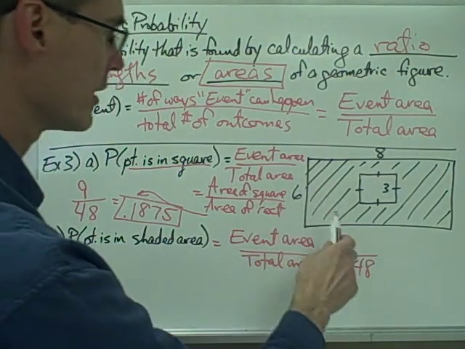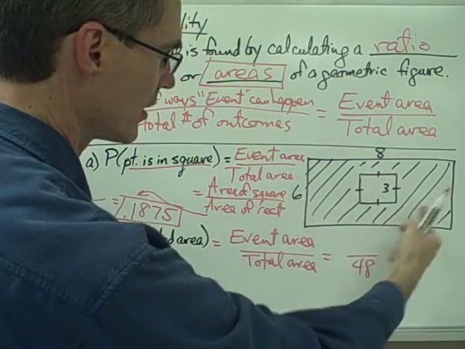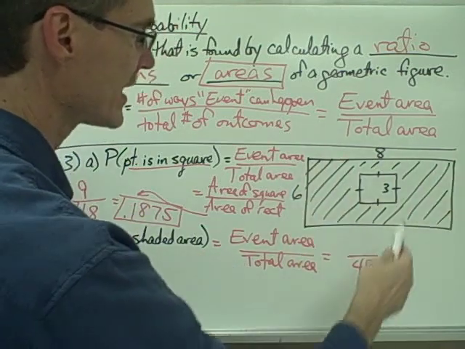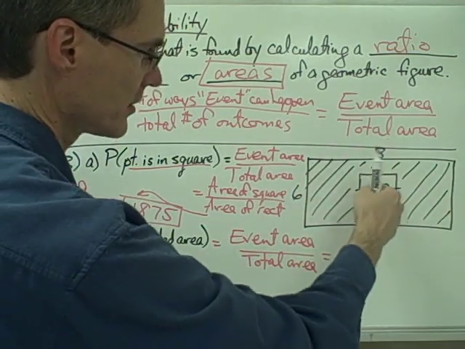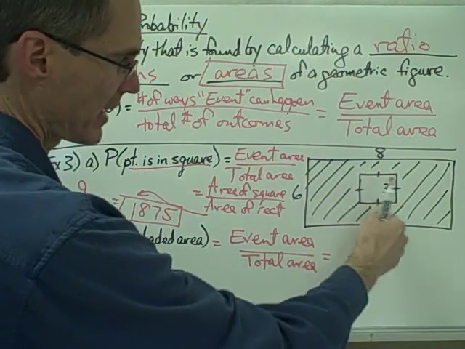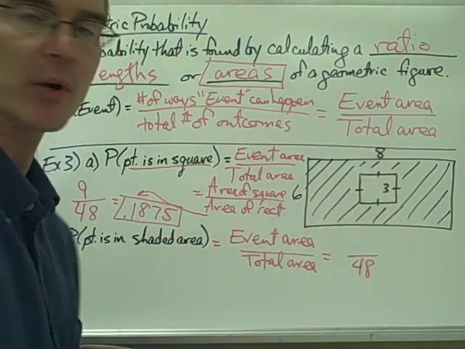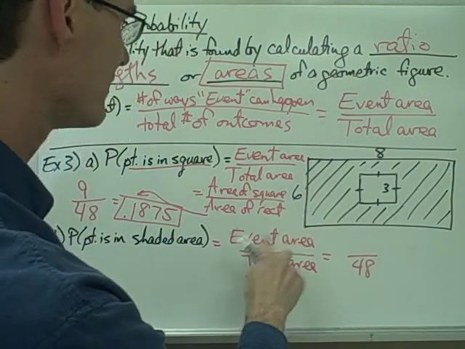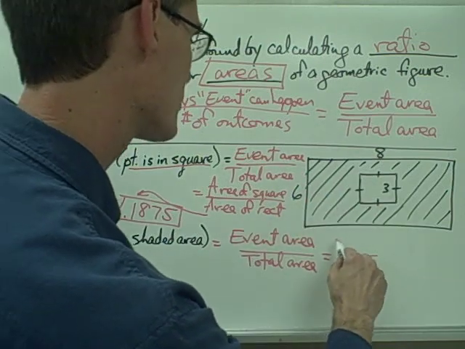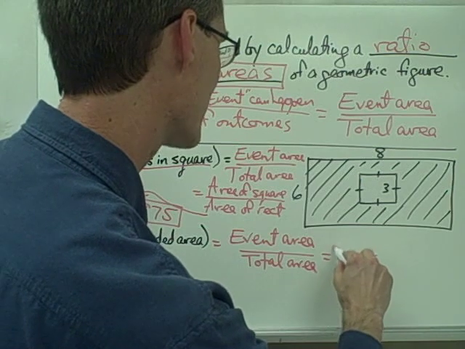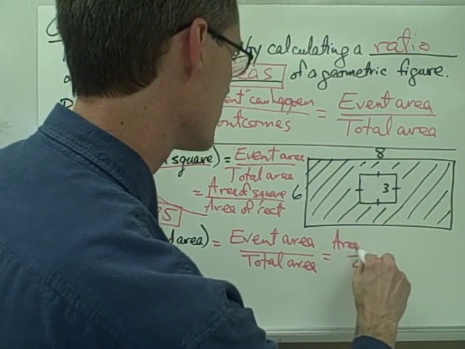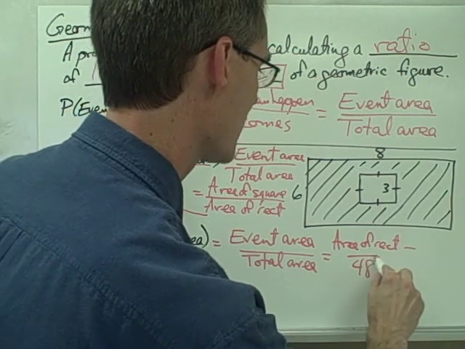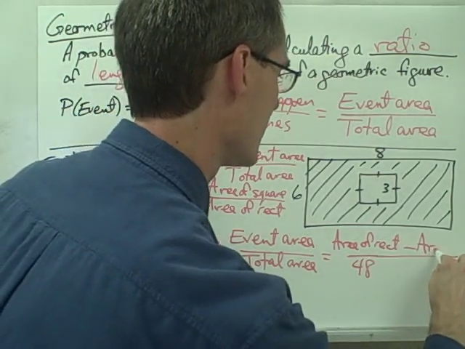My event area, however, is this shaded part here. And notice that the shaded area is going to be the area of the rectangle minus the area of that square. So if I think about it as kind of a square-shaped hole, and I want to cut that hole out. So the area of my event is the shaded part. That's going to be the area of the rectangle minus area of the square.